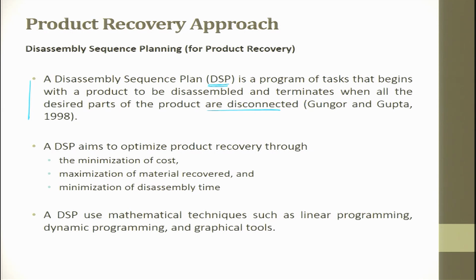It terminates when all the desired parts of the product are disconnected, part by part. A DSP aims to optimize product recovery through the minimization of cost, maximization of material recovery and minimization of disassembly time. One is cost, another is time, and the other is material recovery. These are the constraints we use. A DSP uses mathematical techniques such as linear programming, dynamic programming and graphical tools.